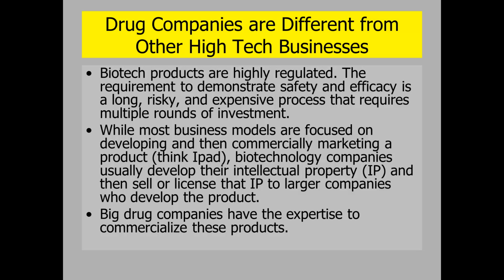So while most business models are focused on developing and then making a commercial product, biotechnology and drug companies have to develop their intellectual property and then sell or license it to larger companies, who would then develop the product because they have the expertise to go through this long, expensive process. So these big drug companies have the expertise to commercialize these products, and smaller biotechnology companies or smaller drug companies are often innovating the new treatment program.